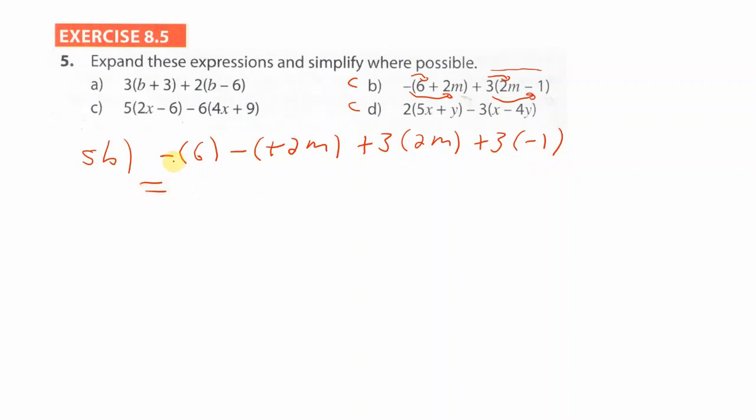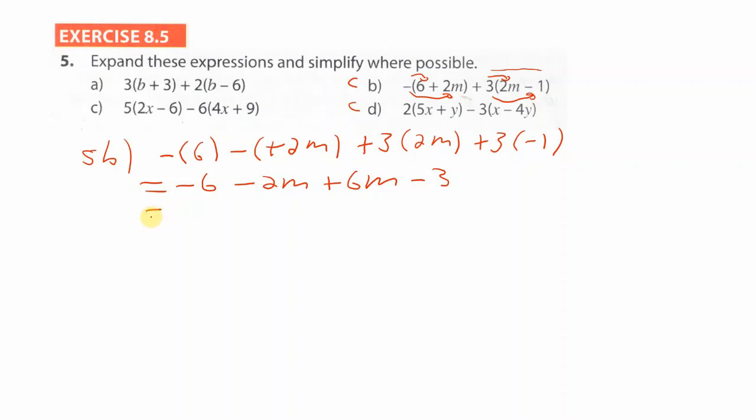So now we can simplify. A negative times a positive is a negative times 6. A negative times a positive is a negative. So we have a -2m. A positive times a positive is a positive. 3 times 2 is 6. We still have to multiply by m. Positive times a negative is a negative. 3 times 1 is 3.